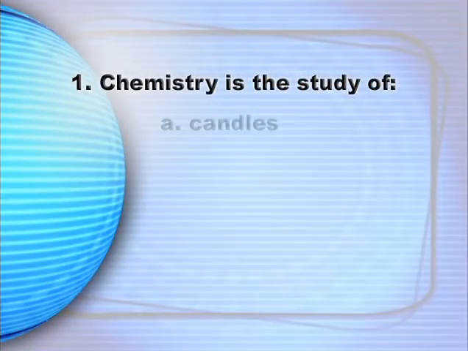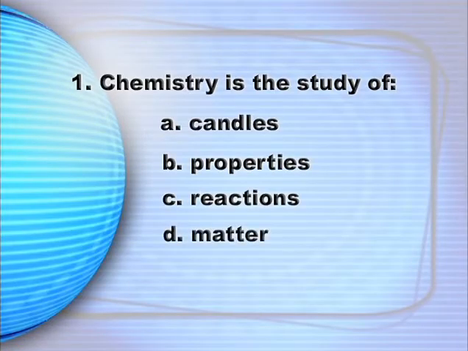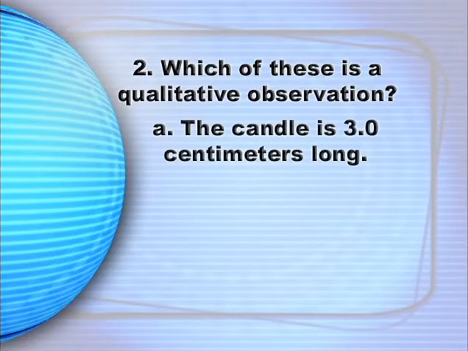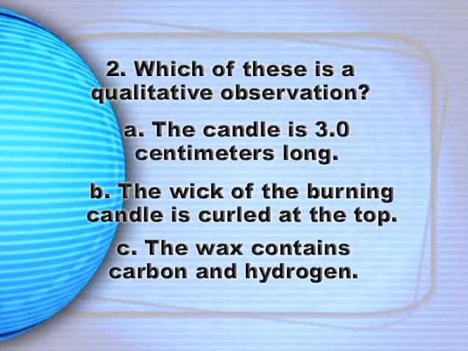Chemistry is the study of A. Candles, B. Properties, C. Reactions, or D. Matter. Number 2. Which of these is a qualitative observation? A. The candle is 3 centimeters long. B. The wick of the burning candle is curled at the top. Or C. The wax contains carbon and hydrogen.